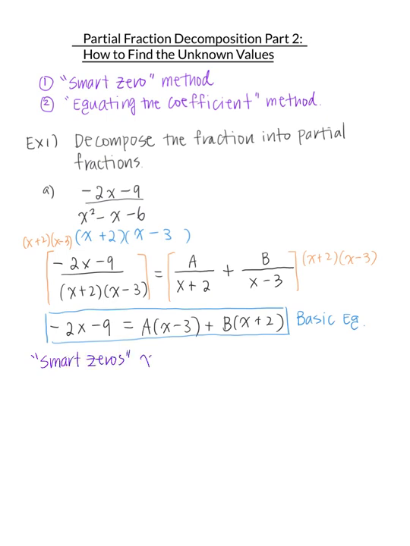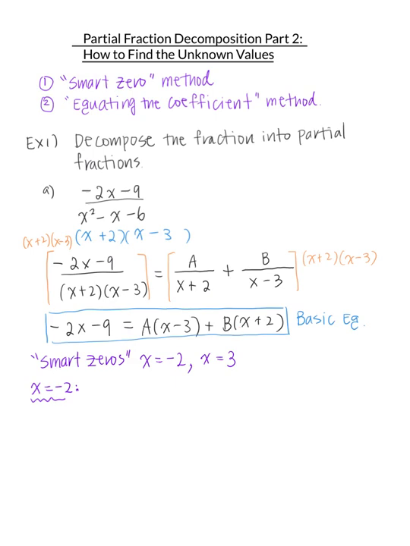Our smart zeros are x equals negative 2 and x equals 3. Okay, so now what are we going to do with those? Well, we're going to plug them into the basic equation. So take one thing at a time. Let's go with x equals negative 2. What we're going to do is plug in negative 2 in place of x.